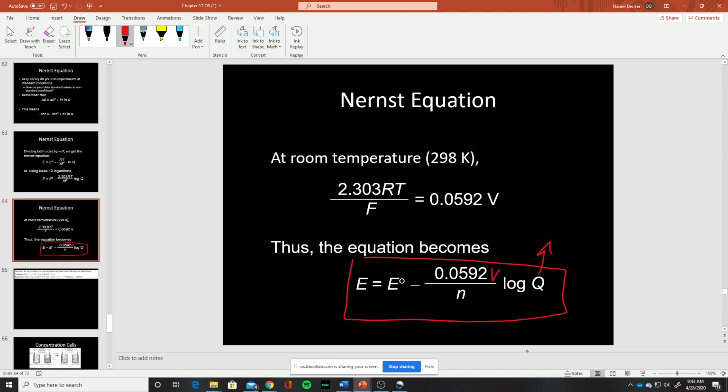So again, here Q is products over reactants raised to their coefficients. So it's the equilibrium constant, just not necessarily at equilibrium. And N is the number of electrons that are being transferred. So if you have two different half reactions, one of them is transferring 4 electrons and the other half reaction is transferring 2 electrons, then N would be 4.